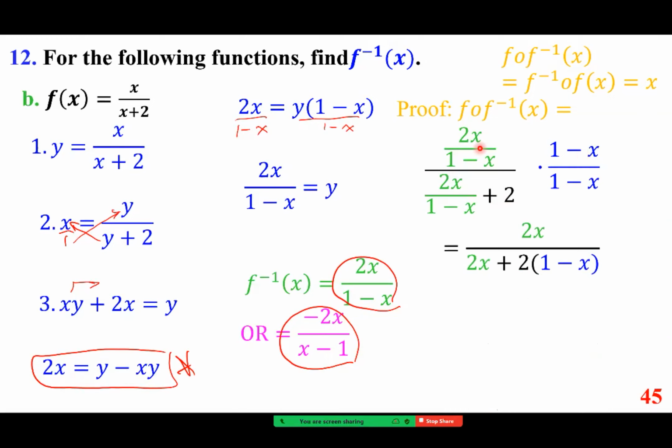So this times this, 1 minus x goes away. This times this, 1 minus x goes away. Plus 2 times this one, and you're going to work on that. So this becomes 2, and this becomes minus 2x. 2x and minus 2x cancel each other. 2x over 2 is x. And we proved that we've come up with the correct answer.